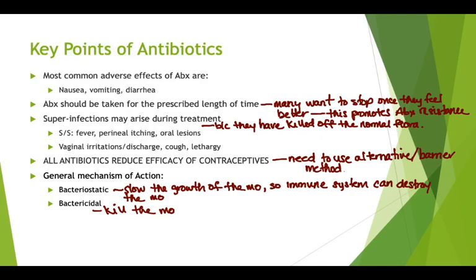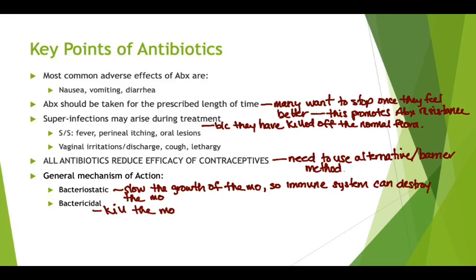Superinfections may arise during treatment because the antibiotics have killed off all the normal flora. So superinfections, like a yeast infection for women, happen because we're getting antibiotics. Antibiotics, especially if they're broad spectrum, are not specific. They don't kill just bad bacteria. They also kill good bacteria. In doing that, it breaks the balance of the normal flora, and then we leave ourselves susceptible to the growth of other things, especially yeast.